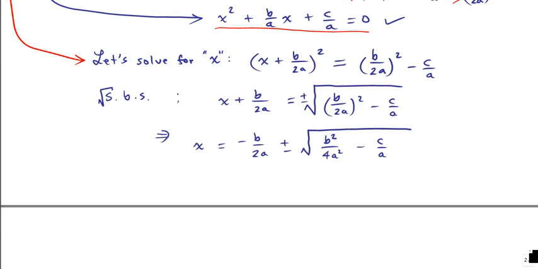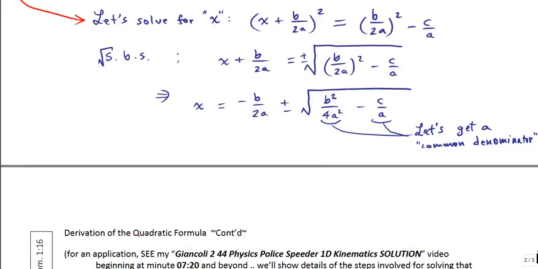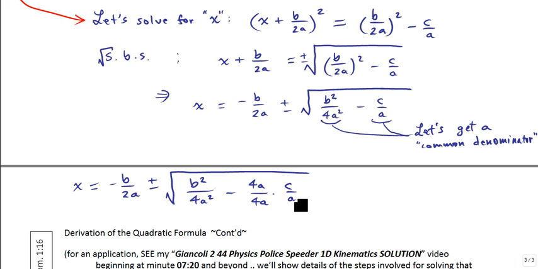Okay. Now, I would like to get a common denominator between here and here. So let's get a common denominator. Okay, and so you can already see what the common denominator should be. I should multiply top and bottom of this second term by 4 times a. That'll give me the 4a squared. So if I continue here, I'm getting x is equal to minus b over 2a plus or minus the square root of b squared over 4a squared minus 4 times a over 4 times a times c over a. That gives me then the common denominator of 4a squared down here.